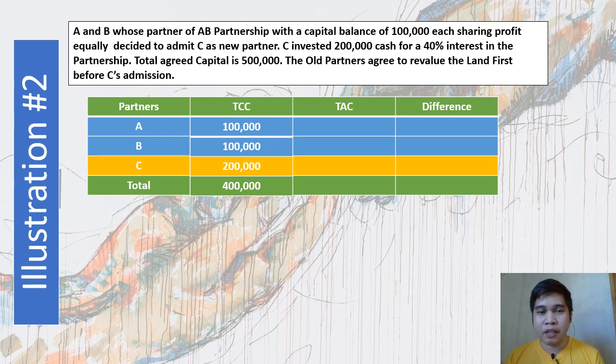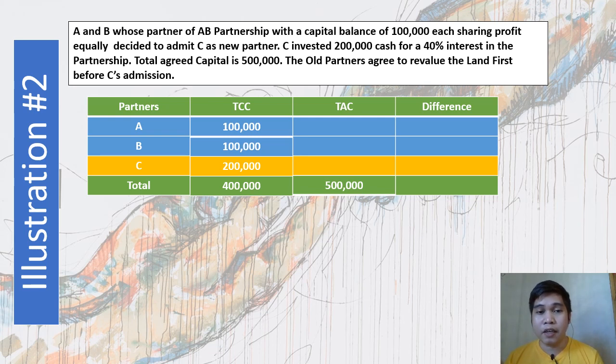So sinabi din ng statement na the total agreed capital should be 500,000 pesos. In this case, malalaman mo na agad na ang total contributed capital is not equal to the total agreed capital. At sinabi ng problem, yung difference daw magiging revaluation. So ngayon, ang next natin kailangan hanapin, what should be the capital credit of C, which is the new partner, o kung magkano yung new partner agreed capital.